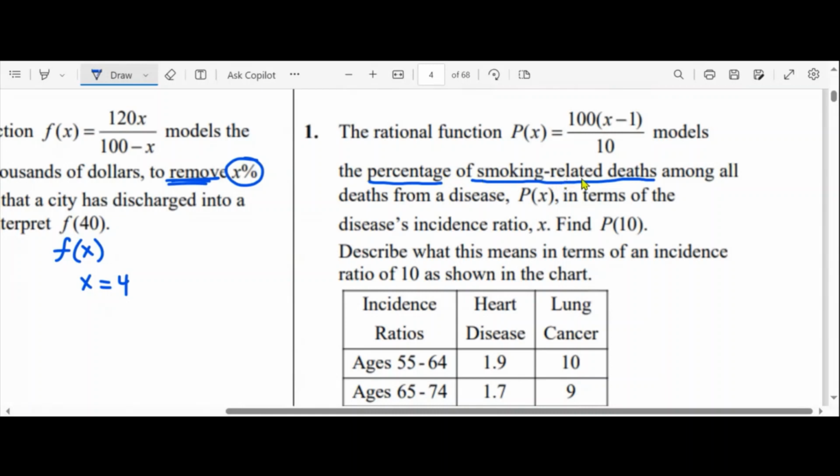So what does smoking related death mean? Death means what? Yes. Related to what? Smoking. So the percentage of this, right? So he said here, he wants you to find the percentage of 10. What is 10?